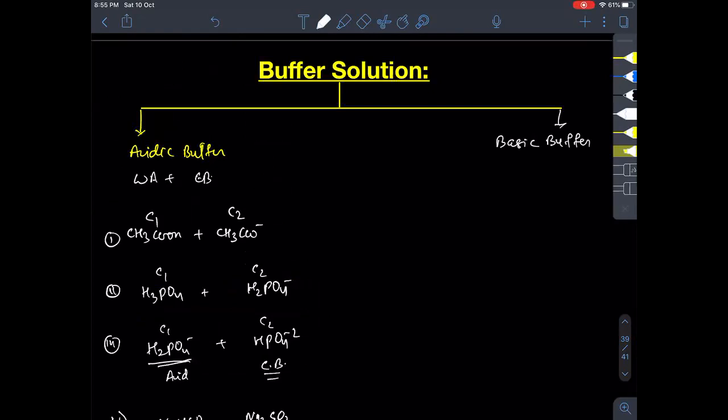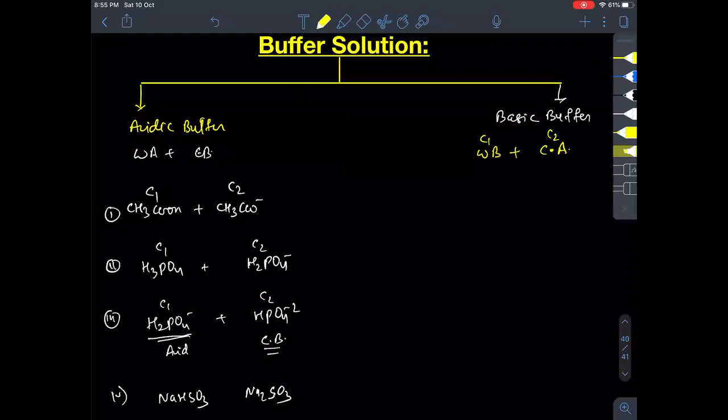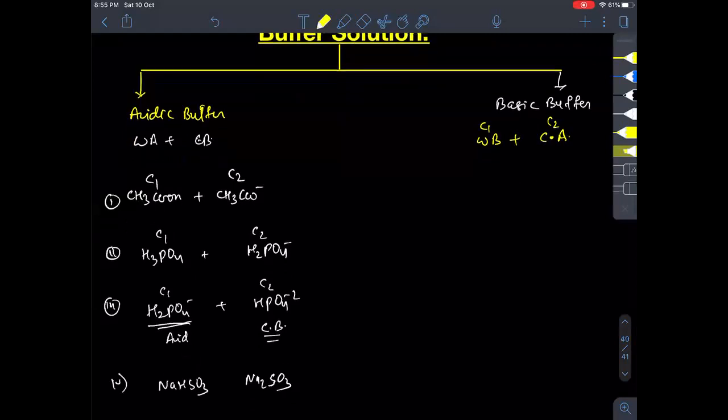And basic buffer means a combination of weak base plus its conjugate acid, both in considerable amount, C1 and C2. So I would like to take here a weak base as ammonium hydroxide, and the conjugate acid is ammonium.